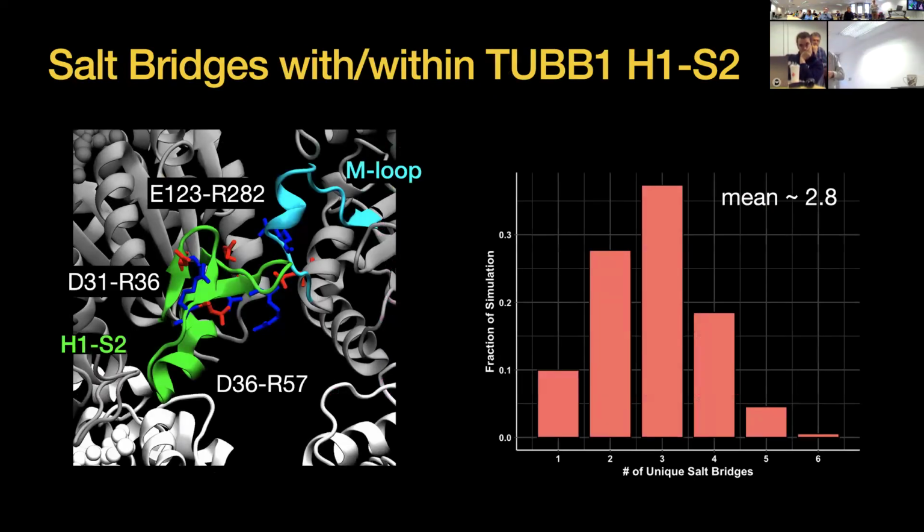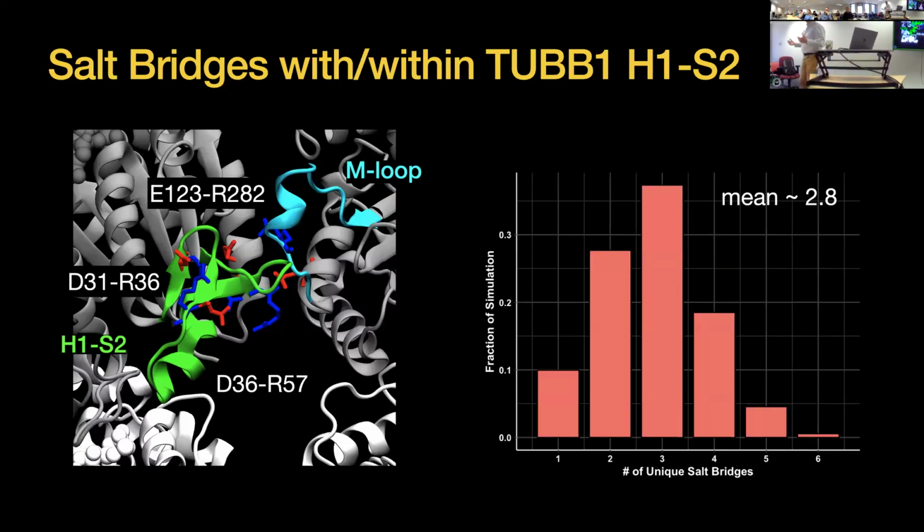All right, so starting off with tub B1. The H1S2 loop is shown here in green. Now this is a static conformation. As you're going to see, you can't be biased by what you see in a structure like this, because this is one conformation of the peptide with one set of secondary structures, which as you're going to see is going to change. But we see a couple different salt bridges formed. One here that forms between the H1S2 loop and the body of beta, one that forms here within the H1S2 loop itself, and one that forms up here between the H1S2 loop and the M loop on the other side.